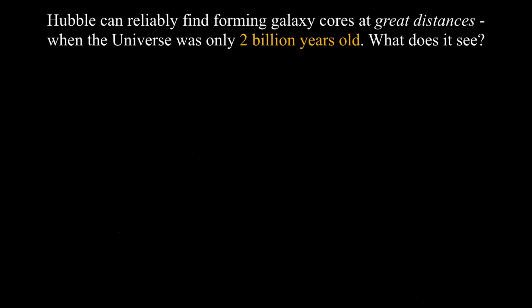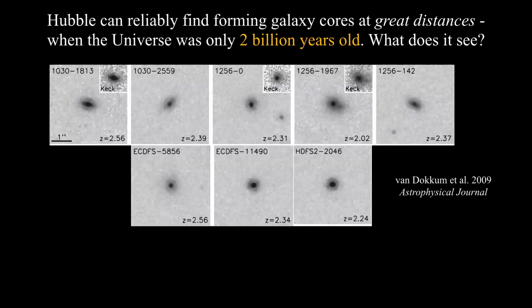So Hubble's pretty good. Hubble's an incredible piece of technology. It can find these forming galaxy cores at great distances, when the universe was only 2 billion years old, something like 12 billion years ago, most of the age of the universe. We can use Hubble very reliably. What does Hubble see? This happened in about 2009. This happens to be my Ph.D. advisor. Great guy. And this is what they found with Hubble when the universe was 2 billion years old.